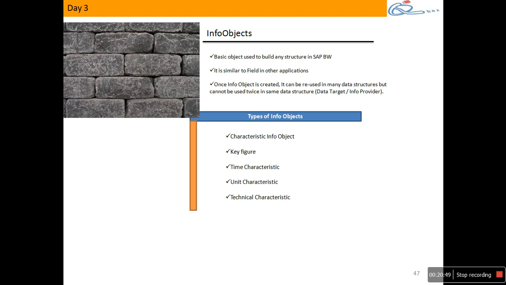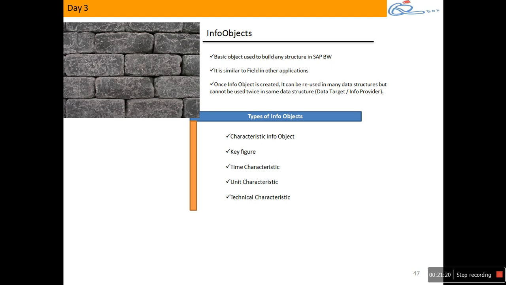Good. And how many types of InfoObjects do we have? Characteristic, key figure, time, unit, and then technical. Basic converter: if you can aggregate it, then it becomes a key figure. If you are not able to aggregate, then that becomes a characteristic. All normal descriptive keys are normal characteristics. And holding time factor data, it is what? Time characteristics. Holding units of currencies or measures is a unit characteristic. And technical keys like request number, data packet, record number are technical.